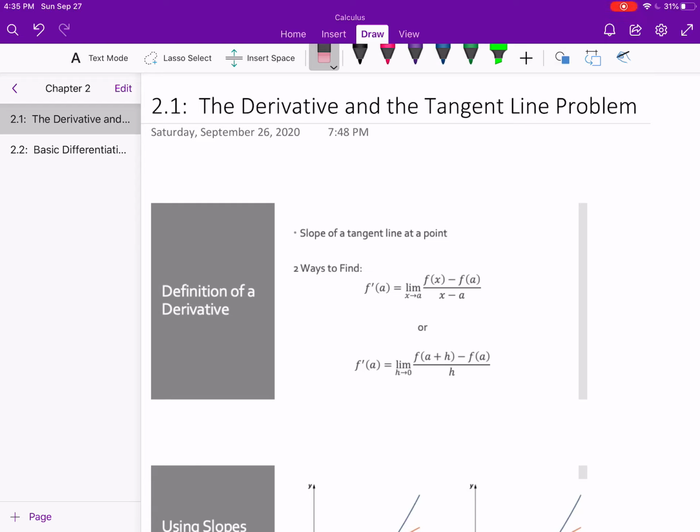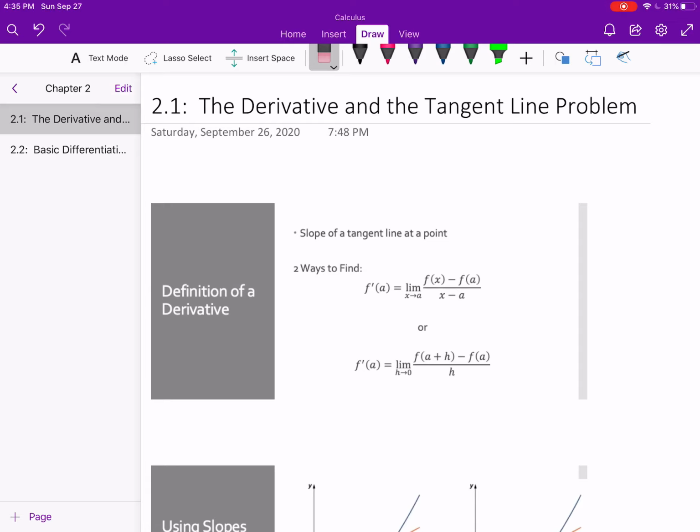This is section 2.1, the derivative and the tangent line problem. So in this section, we're going to introduce the definition of a derivative using limits. A derivative helps you to find the slope of the tangent line at a point for any type of function. And there are two limit definitions we use.